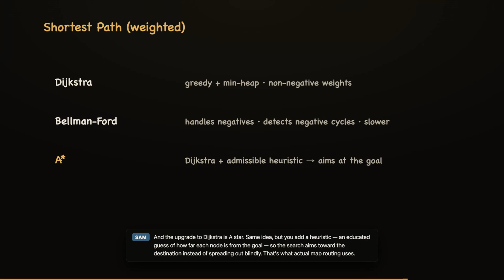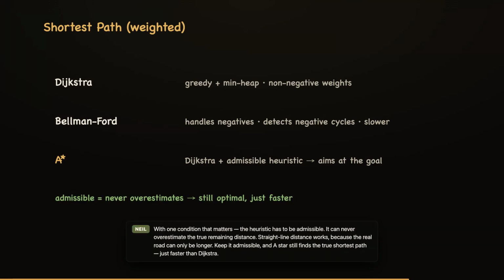With one condition that matters: the heuristic has to be admissible. It can never overestimate the true remaining distance. Straight line distance works because the real road can only be longer. Keep it admissible, and A* still finds the true shortest path, just faster than Dijkstra.